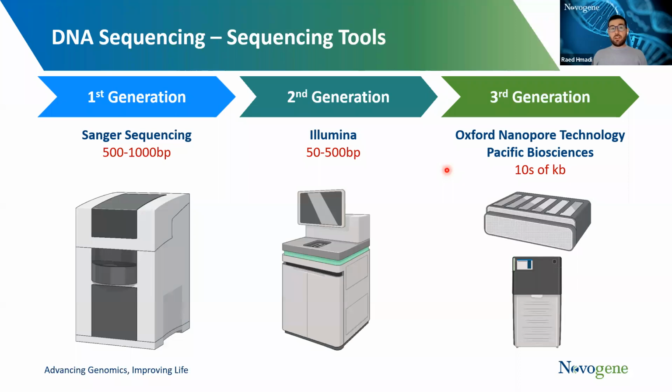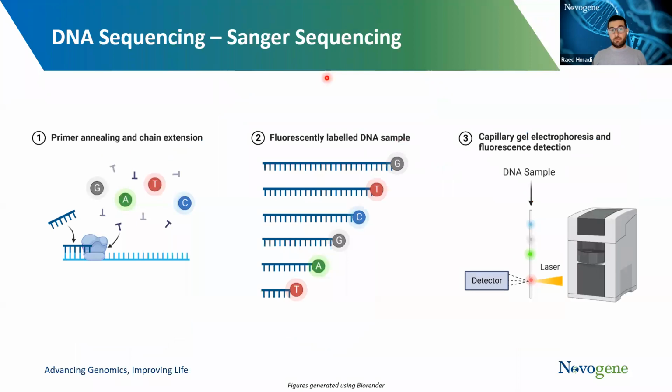Now, focusing on the different sequencing principles of the different platforms, we can start with Sanger sequencing. The workflow for Sanger sequencing starts with the annealing of the sequencing primer and the chain extension reaction, during which fluorescently labeled nucleotides will be incorporated into the DNA. The product of this step will be a fluorescently labeled DNA sample that will undergo capillary gel electrophoresis. Eventually, the machine is going to detect and quantify the fluorescent signal and assign a DNA sequence accordingly.